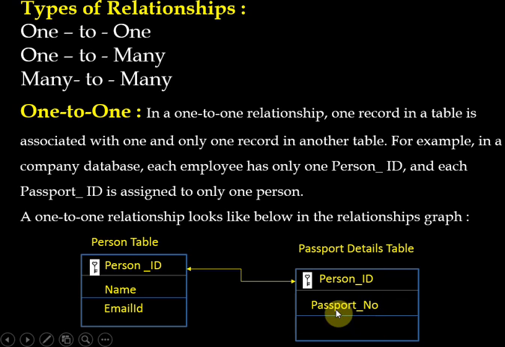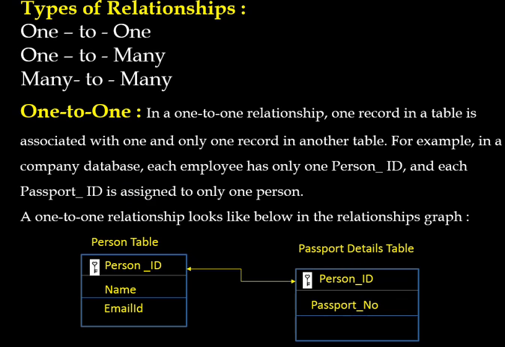The next table contains the passport number. So here you will get the fields person ID, name, email ID, and the passport number. When you join both tables, you will get all this information. That means in a one to one relationship, one record in a table is associated with one and only one record in another table. That's why it is called a one to one relationship.